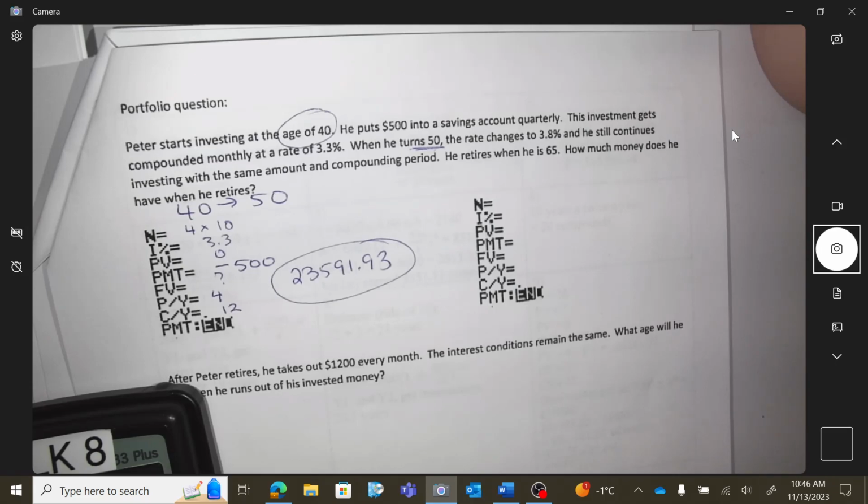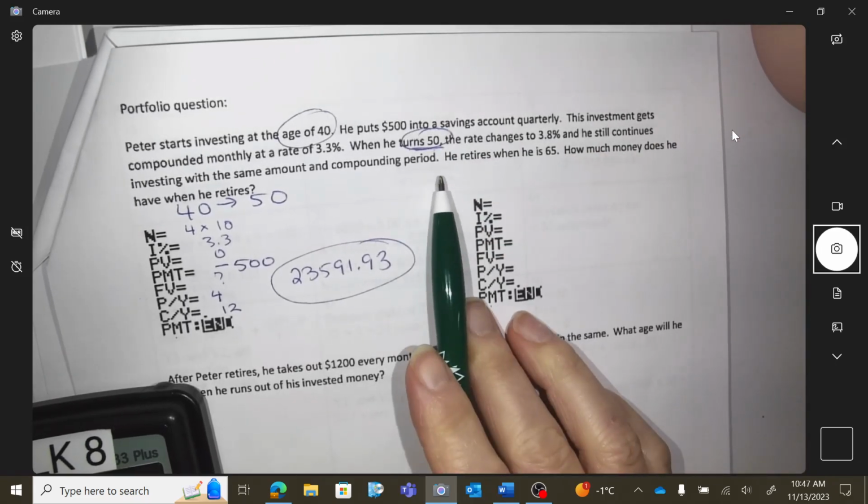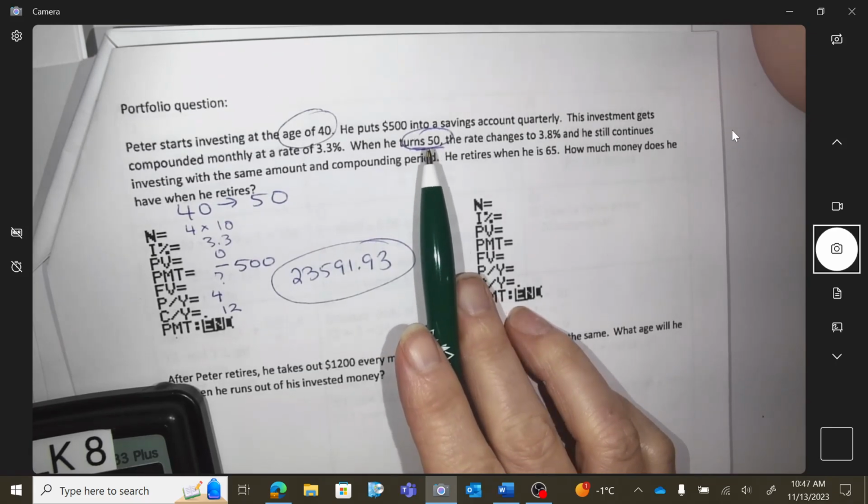$23,000 and change. Anybody matching that number? Okay, are we ready for the next section?